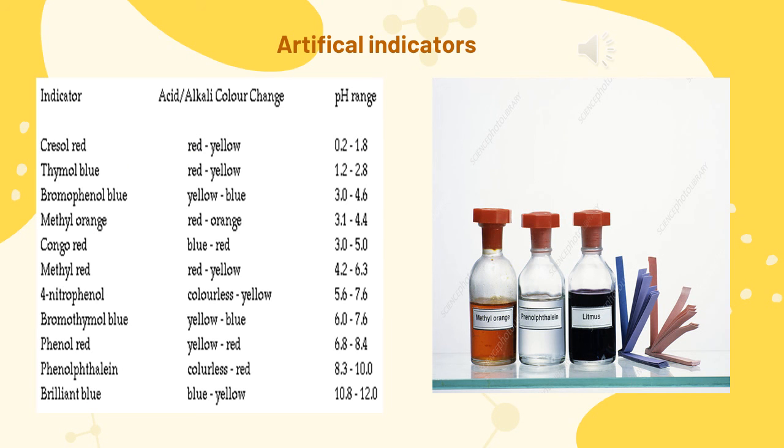Meanwhile, artificial indicators that can be used are methyl red with a pH of about 4.2 until 6.3, and then methyl orange with a pH of about 2.9 until 4.0, and then bromothymol blue with a pH of about 6.0 until 7.6, and then phenolphthalein with a pH of around 8.3 until 10.0, and so on.